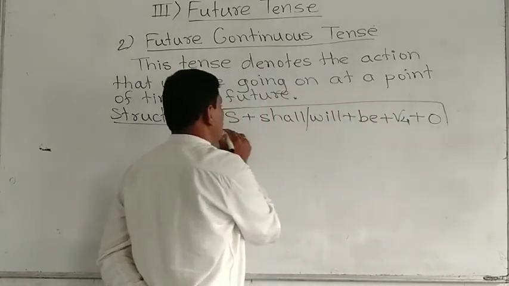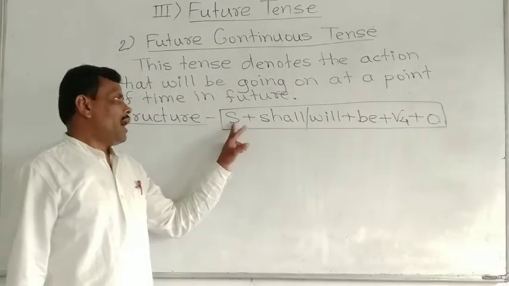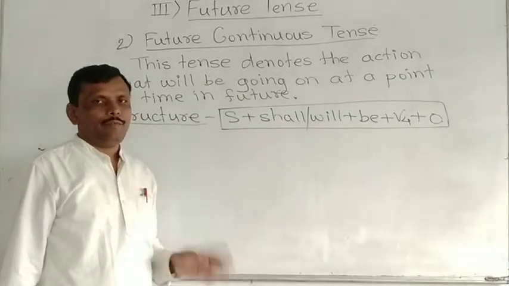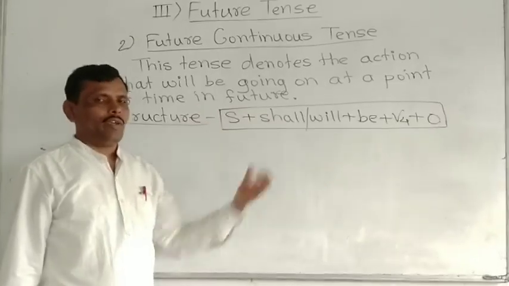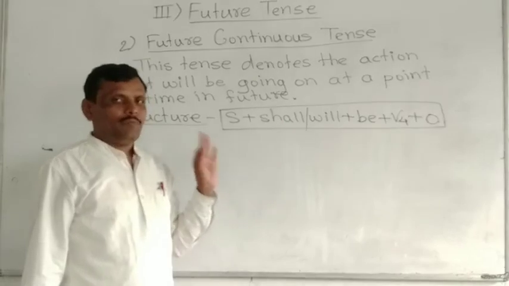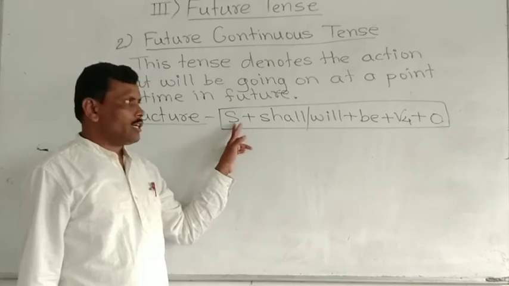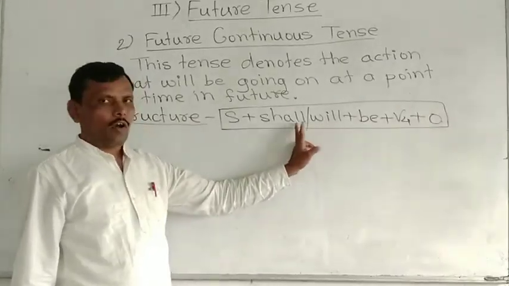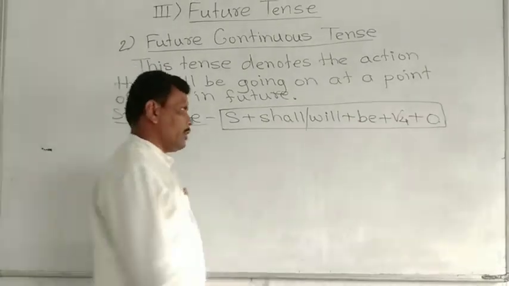And last, full stop. Look here what is written. After the subject we have to use shall or will. You know where do we use shall and where do we use will. Shall is used after first person pronouns only. Okay. After subject we have to place shall or will, shall or either will, plus be. Be should be there.